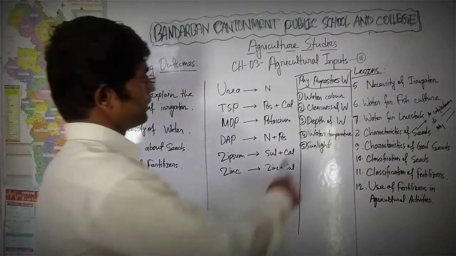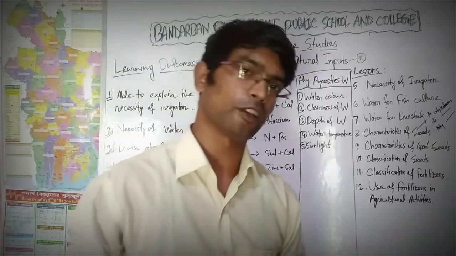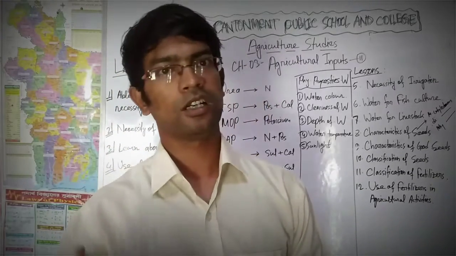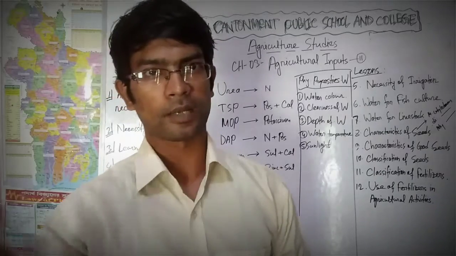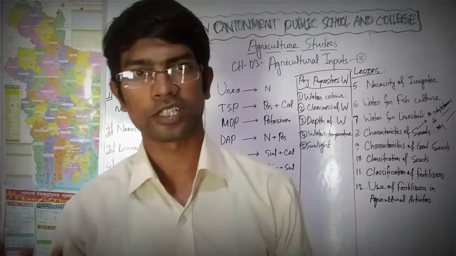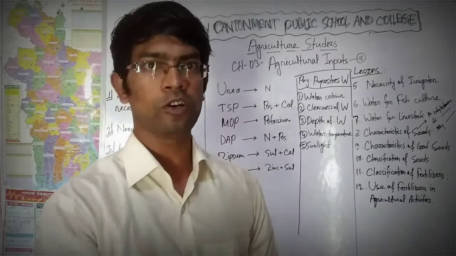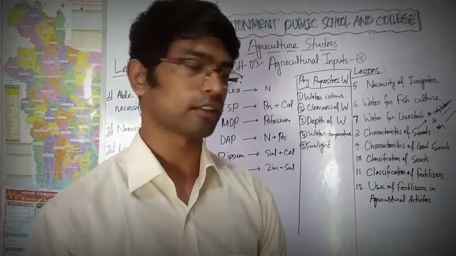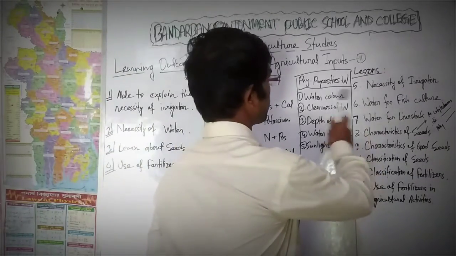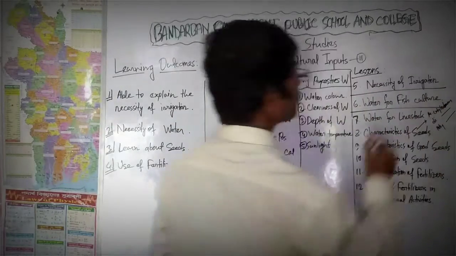This is the necessity of irrigation. By the root, the plants can absorb the water, and can absorb many kinds of nutrients and minerals with the help of irrigation, with the help of water. So irrigation is very important for farming, for agriculture. And the next lesson is water for fish culture.